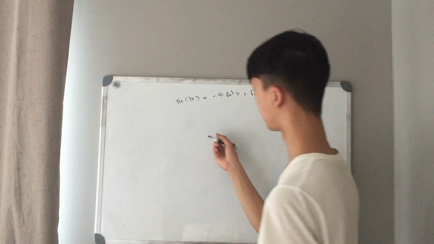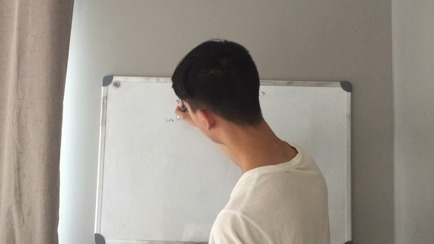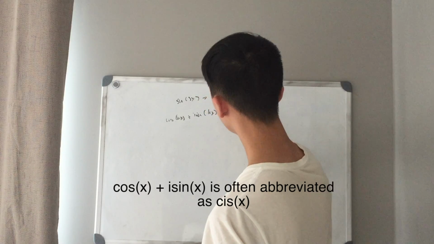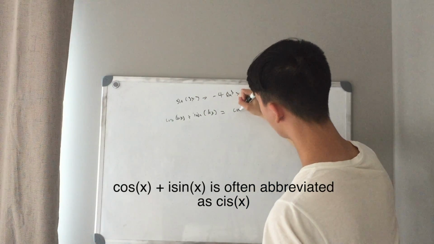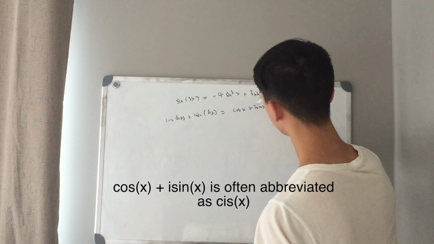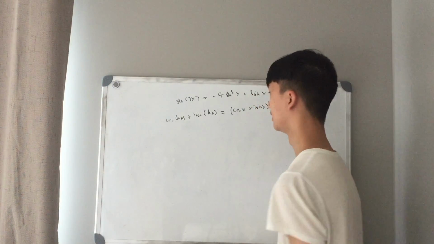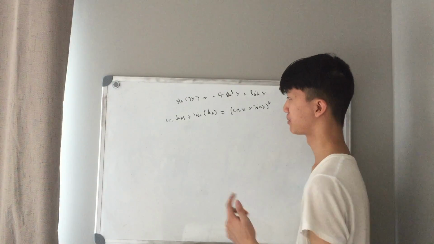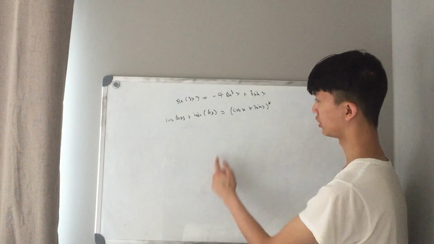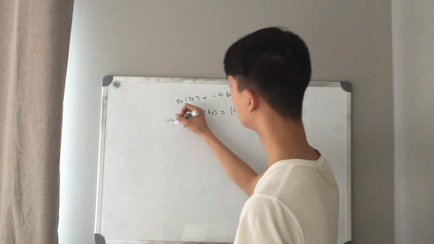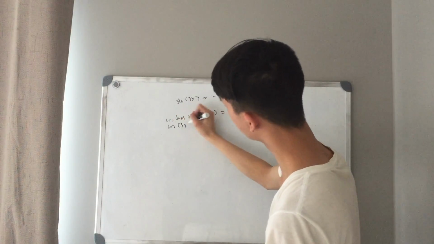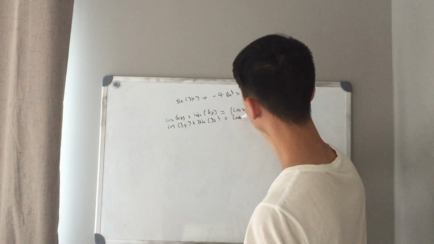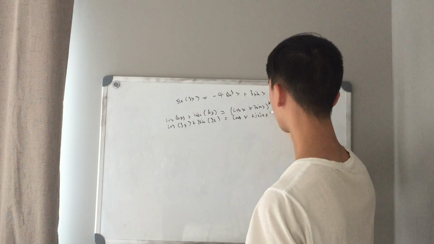DeMoivre's states that the cosine of kx plus i sine kx is equal to cosine of x plus i sine x to the power of k. Now, proving this might be another video in and of itself, but we are going to substitute k equal to 3 because we are looking for the sine of 3x. So we have the cosine of 3x plus i sine 3x is equal to the cosine of x plus i sine x to the power of 3.